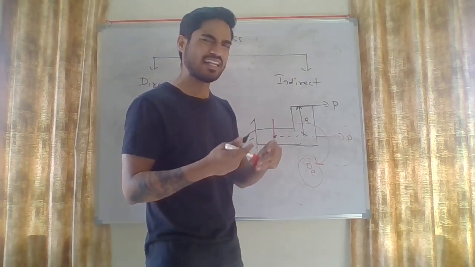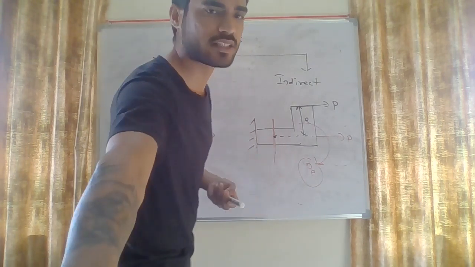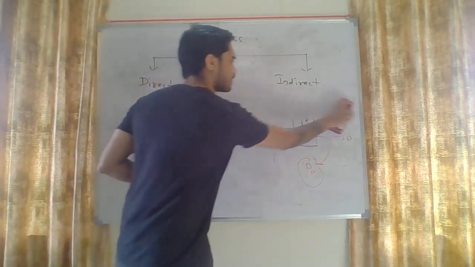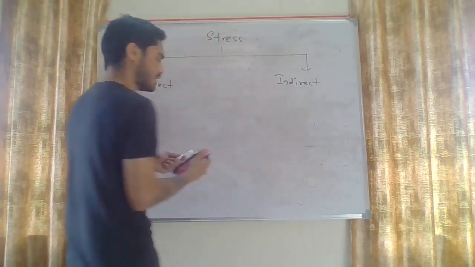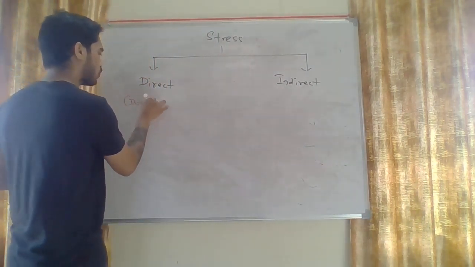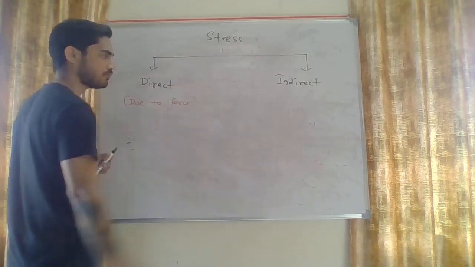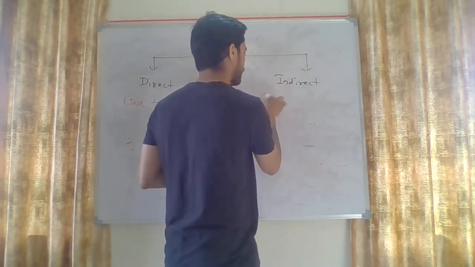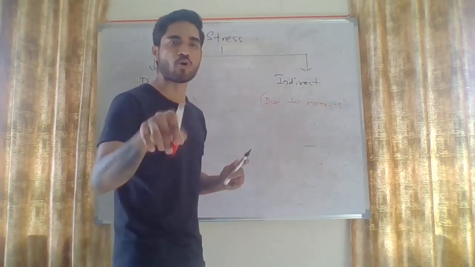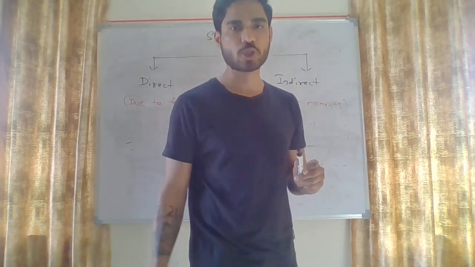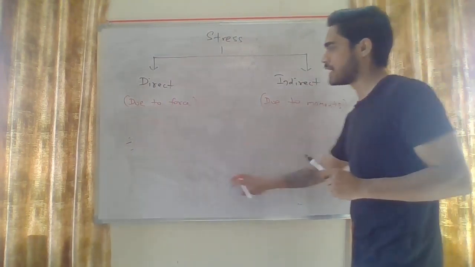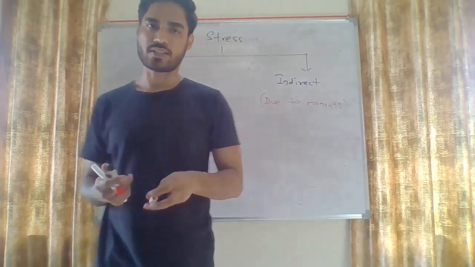So my friends, in easy words, in simple words, you can say direct stresses are developed due to forces and indirect stresses are developed due to moments. Okay, so whenever there is a moment, whatever stress you get due to that moment will be known as indirect stress. So there are direct stresses and then there are indirect stresses.